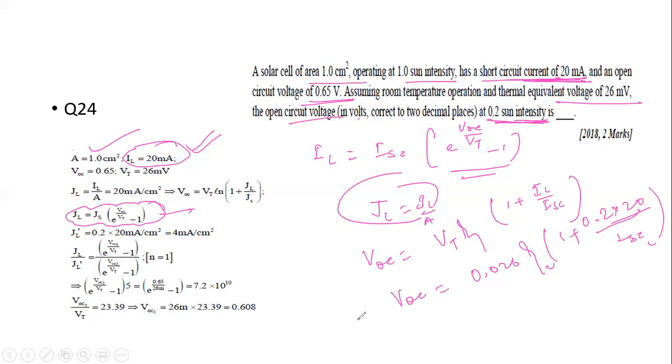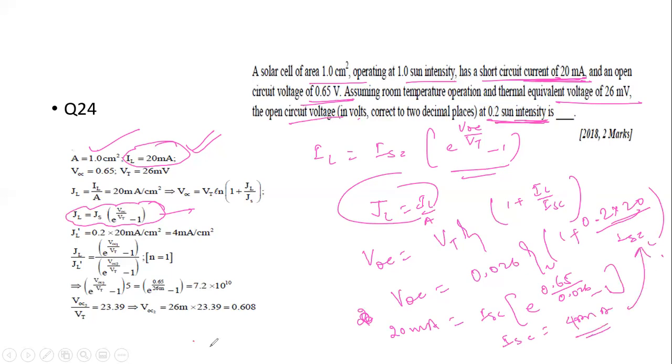So you have to find the ISC. How can you find the ISC? This is 20 milliampere is equal to ISC e raised to power VOC 0.65 upon VT 0.026 minus 1. After that you will find the ISC is equal to 4 milliampere. Just put this value here and you will get VOC equal to 0.026 ln 1 plus 0.2 into 20 divided by 4. After putting this value, you will get 0.608 volt. So the answer will be 0.608 volt. It is the right answer.